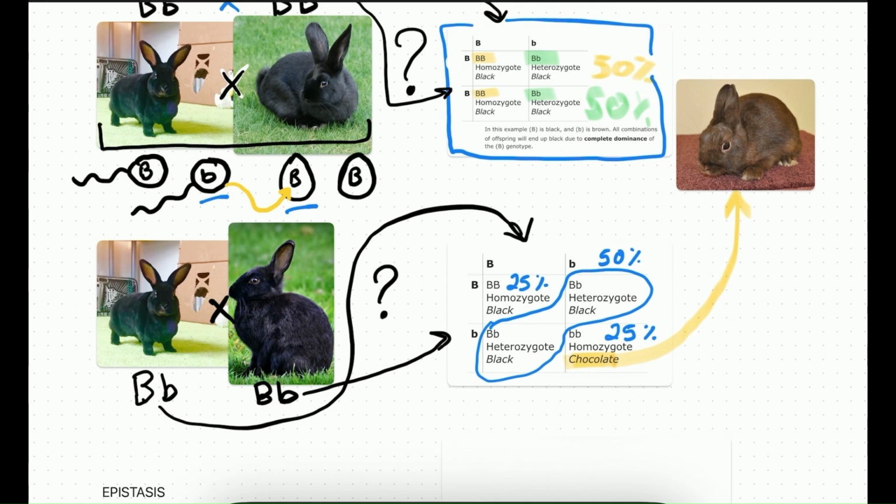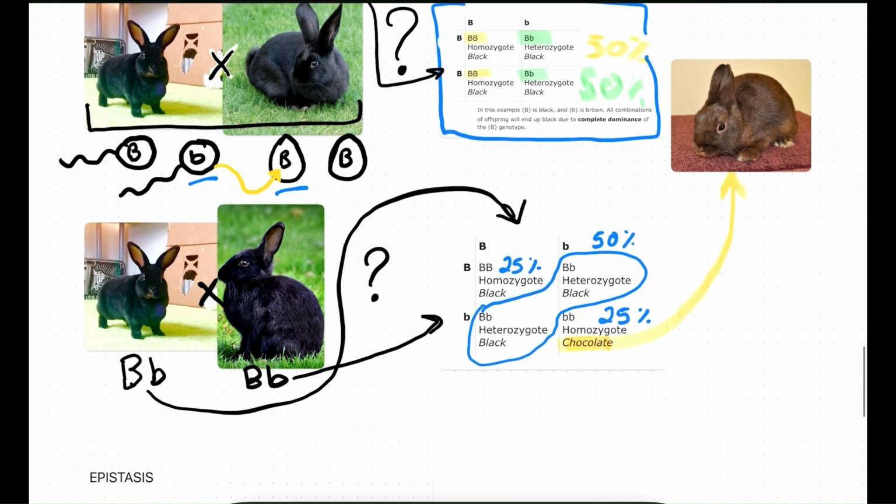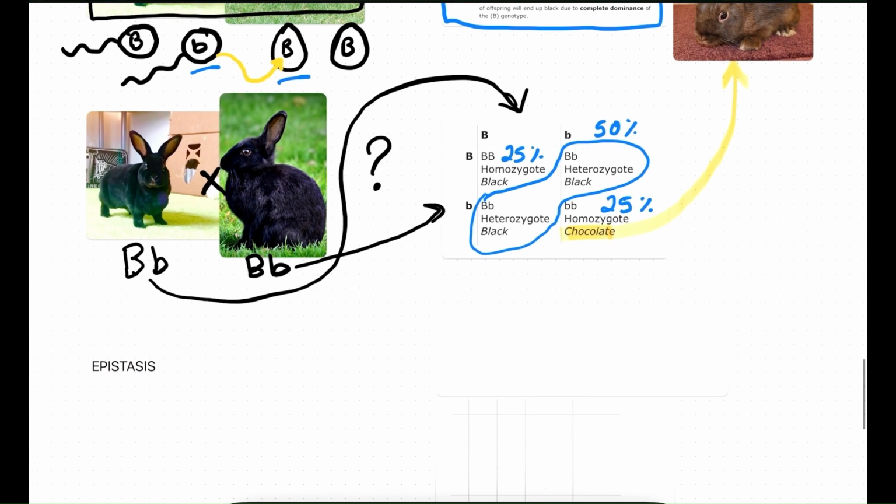So we can see this right here. So that's another example of complete dominance with our B alleles. Let's now transition to epistasis.